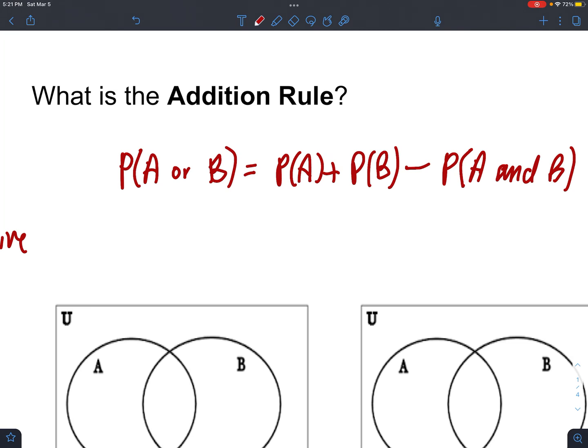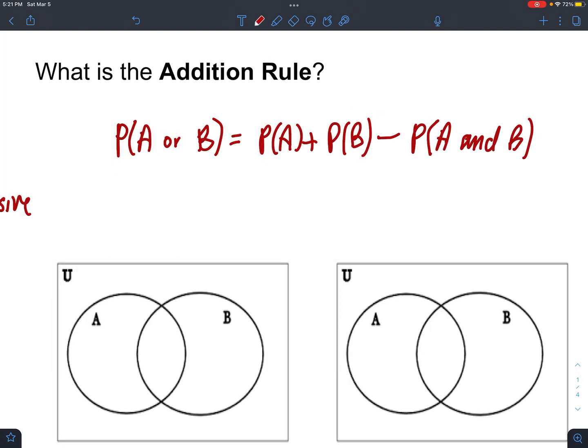Because we saw that 15 and 5 were in both groups. So if you just added them together, you would be double counting them. So you have to subtract them. This all checks out visually too with these Venn diagrams. So this is going to be the probability.